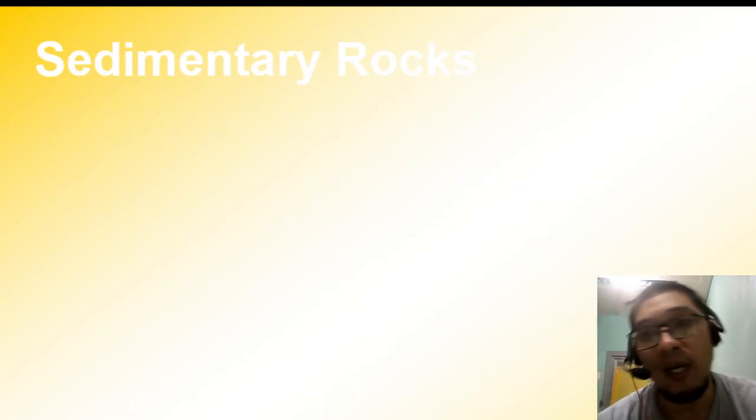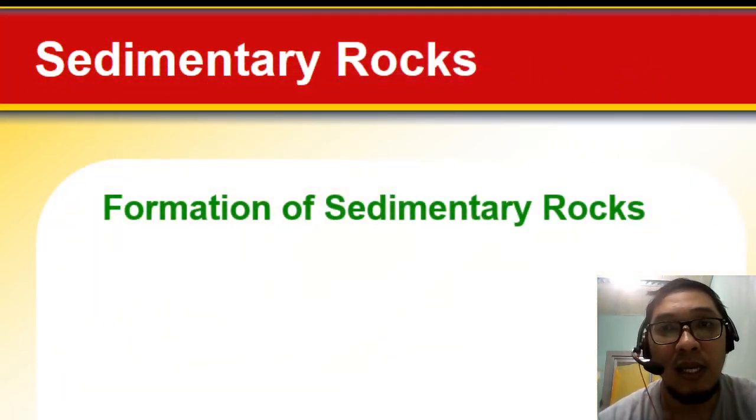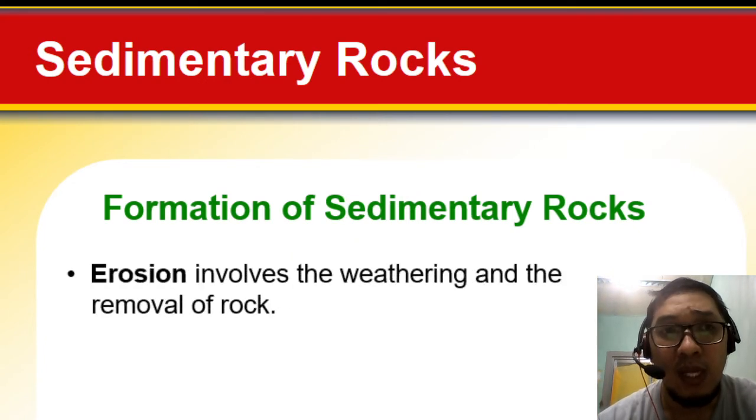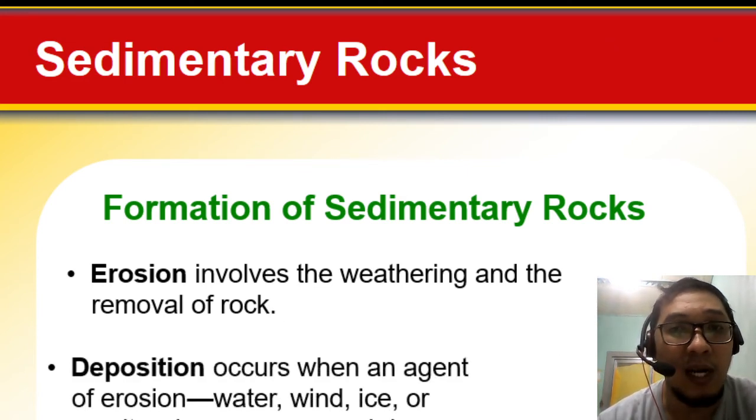For sedimentary rock, it is when sediments pile up on each other. Before we understand that one, let's go back to our knowledge of erosion. We were still in grade 7. It's simply the weathering and the removal of rock. We need also to understand how they are deposited to different areas using different agents like water, wind, ice, or gravity, and even you. You could have been a part of the erosion.